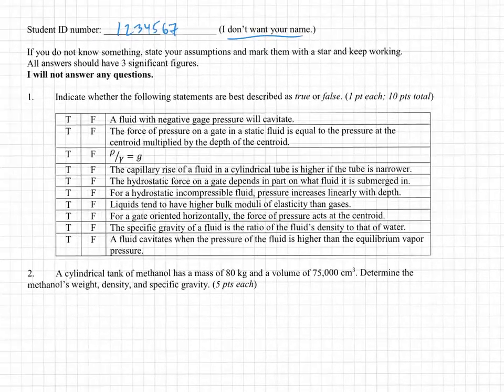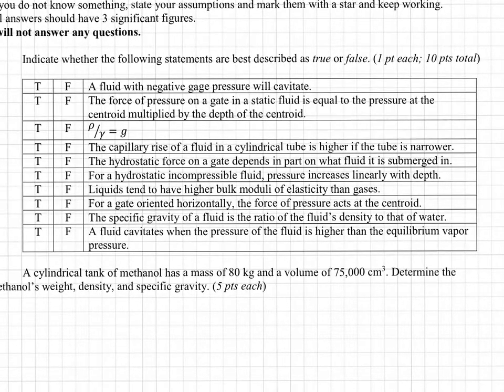Okay, so let's get into these true or false. A fluid with a negative gauge pressure will cavitate. All the negative gauge pressure means is that the pressure is below atmospheric pressure. It doesn't mean it will cavitate. So this is false.